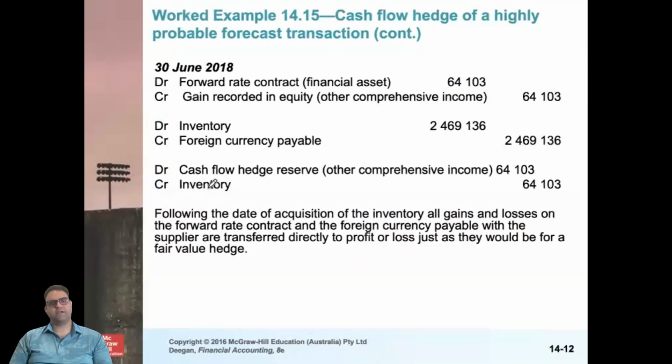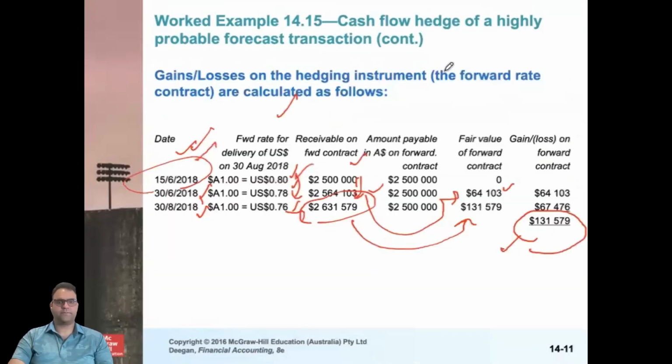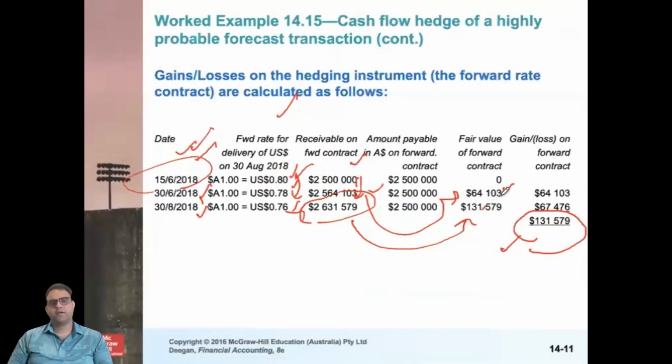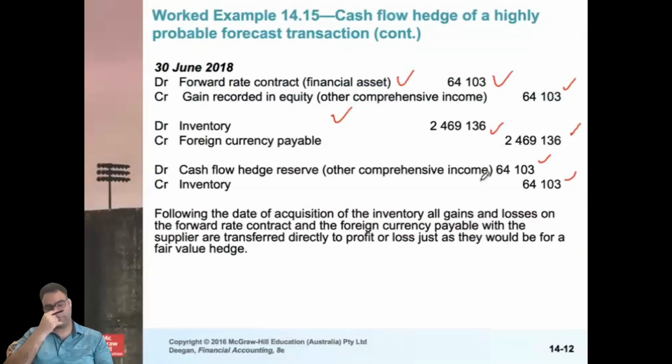Now let's see some of the entries. The amounts we have already calculated and taken from the last tables. You can go back and see the values. Whenever we enter into a contract, the forward rate contract will be debited. First of all, we record the gain on the forward rate, which is 64,103, taken from here. So we enter the forward contract and we get our first gain.